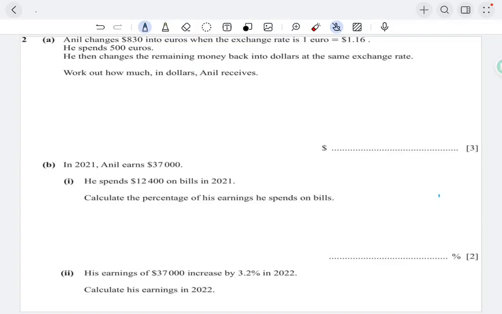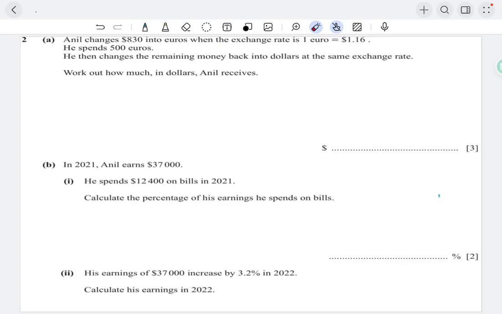So the idea is simple. This guy has $830. He wants to do some business, but in euros. So he's going to change from dollars to euros using this rate. For every euro, it's $1.16. After he changed the money into euros, he spent €500. He has some money remaining. He wants to get it back into dollars again. That's the idea.